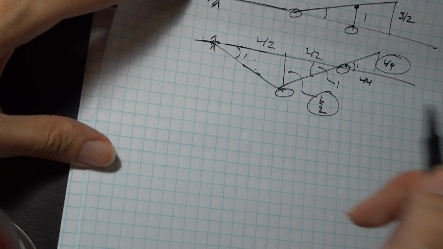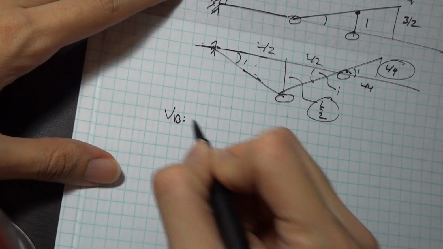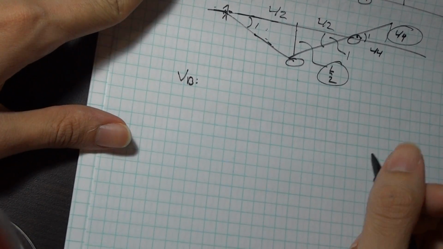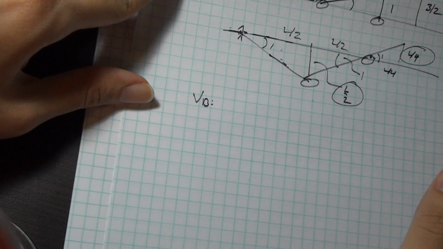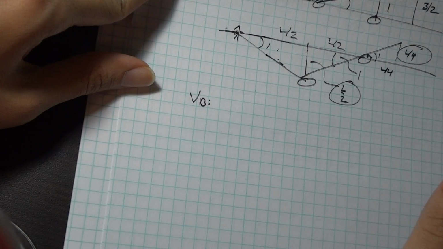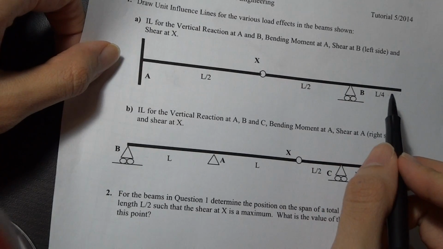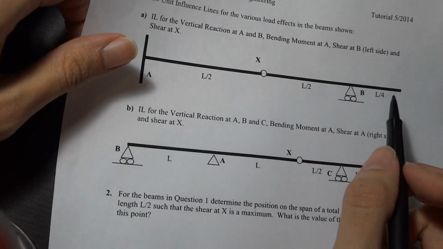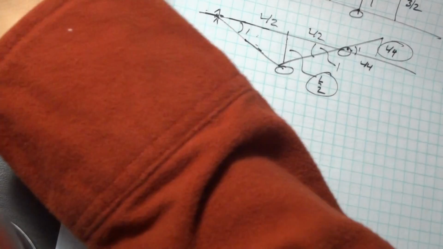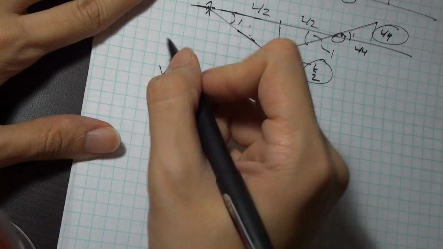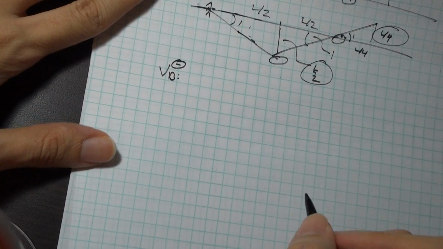My shear at B. Notice that it's saying the left side. The reason why it's specifying the left side is because I have a reaction at B. I need to assign that reaction to either the left side or the right side, and that will affect my boundary conditions. So what do I mean by that? And in this case, you only needed one of these, but I'm going to show you both of them.